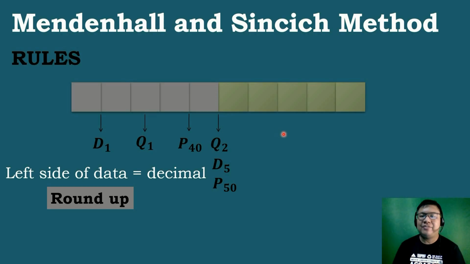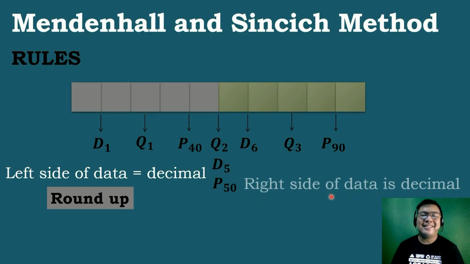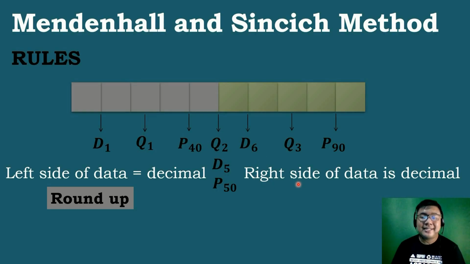How about if we will try to compute for the measures of position that is located at the right side of the data, the scores which are greater than 50%? Let's say for example, we will compute decile 6, which is equal to 60%, quartile 3, which is equal to 75%, percentile 90, which is equal to 90%. If it is on the right side and it is greater than 50%, and if the value of the location of the measures of position has a decimal in it, what we need to follow here is to round down that number.